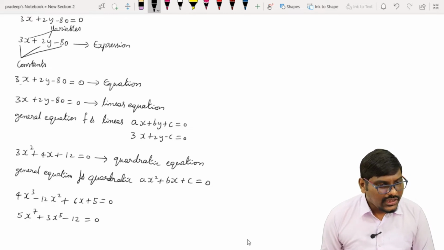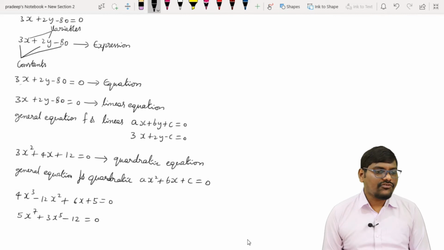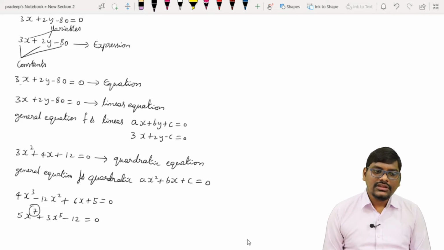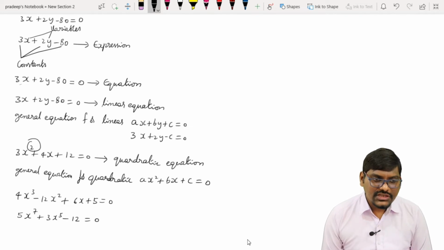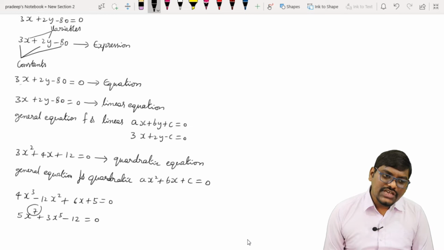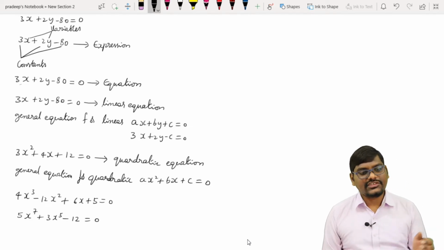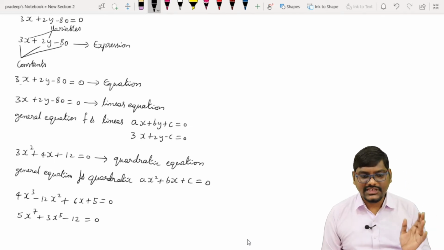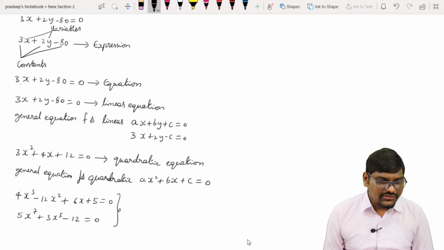See, it need not have a particular form. When any equation has the power more than 2, if 2 is the power, then that is a quadratic equation. If the power is more than 2, it can be anything. It can be 3 as the power, 4 as the power, 5, 6, anything. That sort of equation we will say is a polynomial.